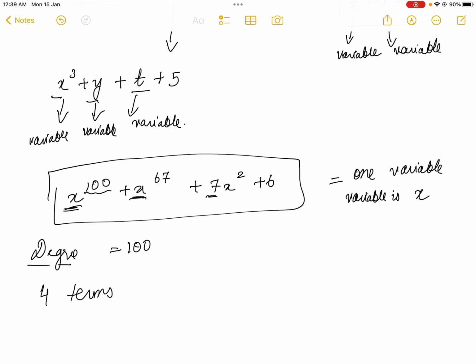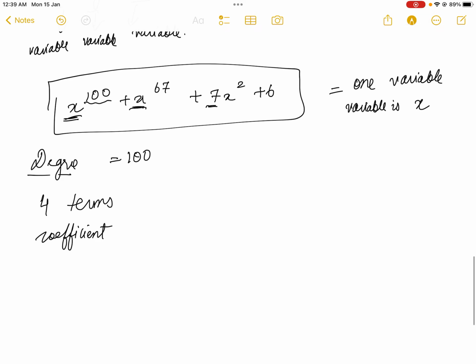Okay, and suppose I asked you what is the coefficient of x squared for this given example? The coefficient of x squared is 7, right? Because what is the coefficient? Coefficient means the number that comes along with the variable, right? Same way, if I ask you the coefficient of x to the power 100, what is it?